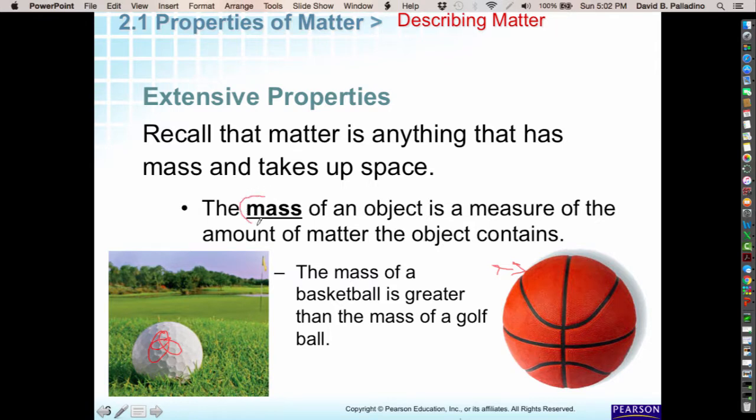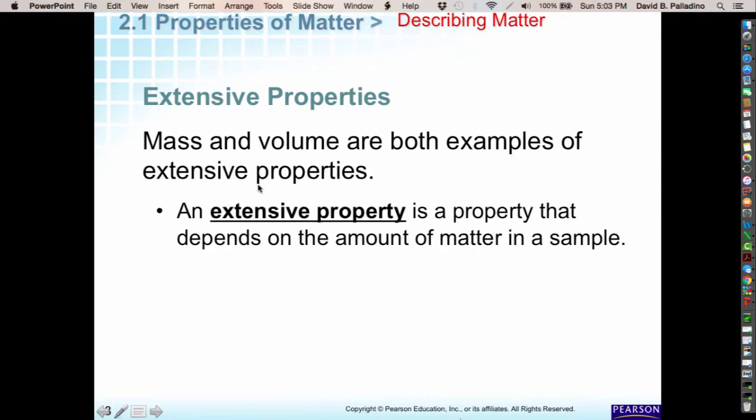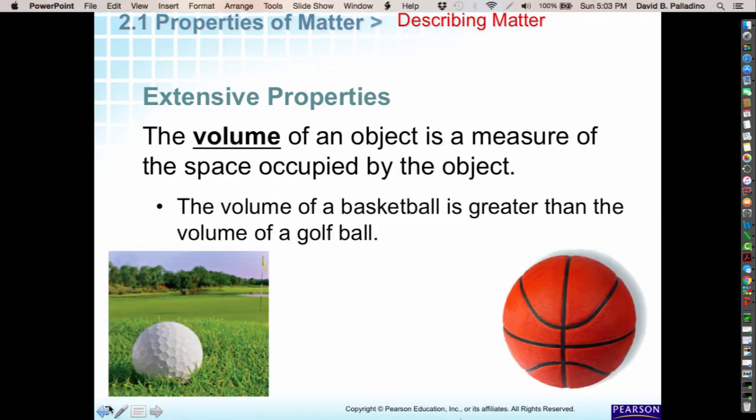So if we look here, here's mass, it has to do with amount. So since it has to do with amount, it must be an extensive property. Okay? So I also mentioned volume. So the volume of the basketball is a lot greater than the golf ball. So the volume is the space occupied by the object.